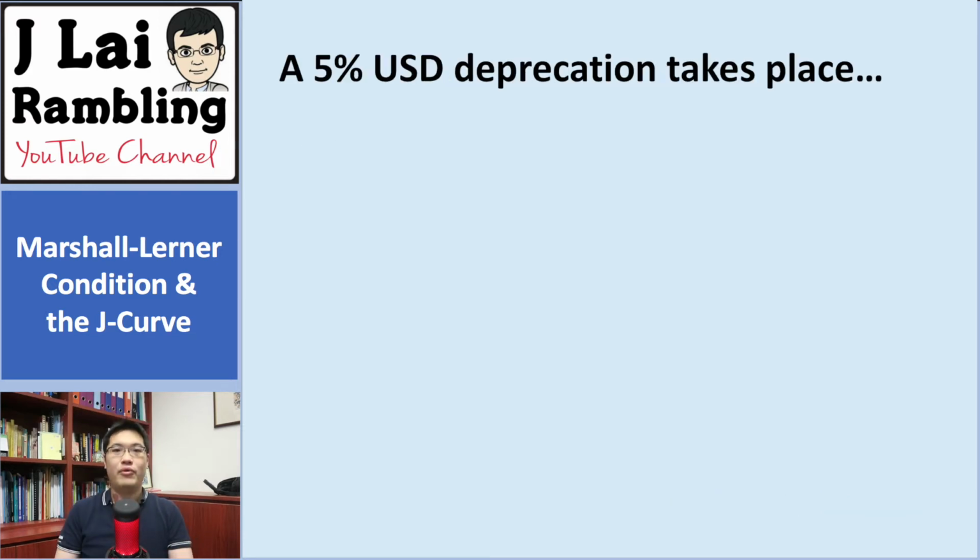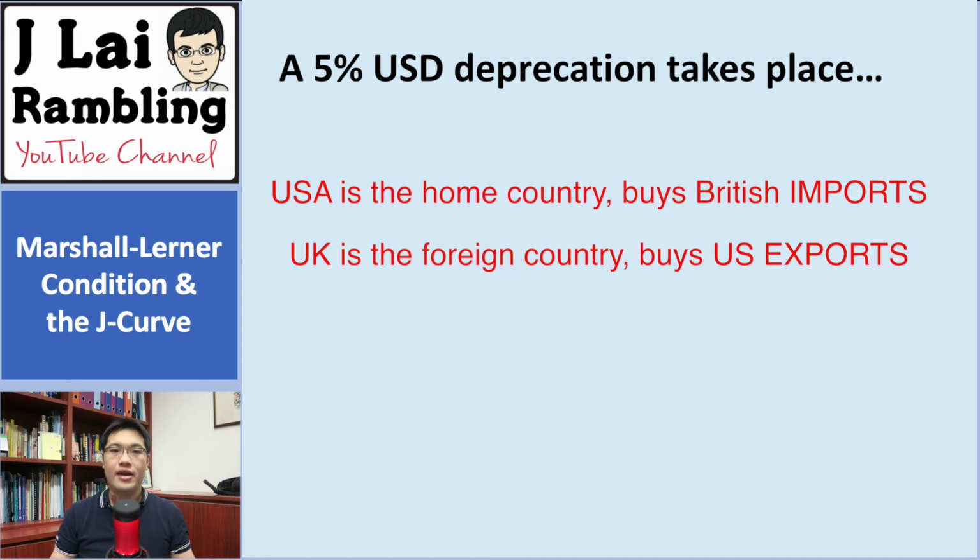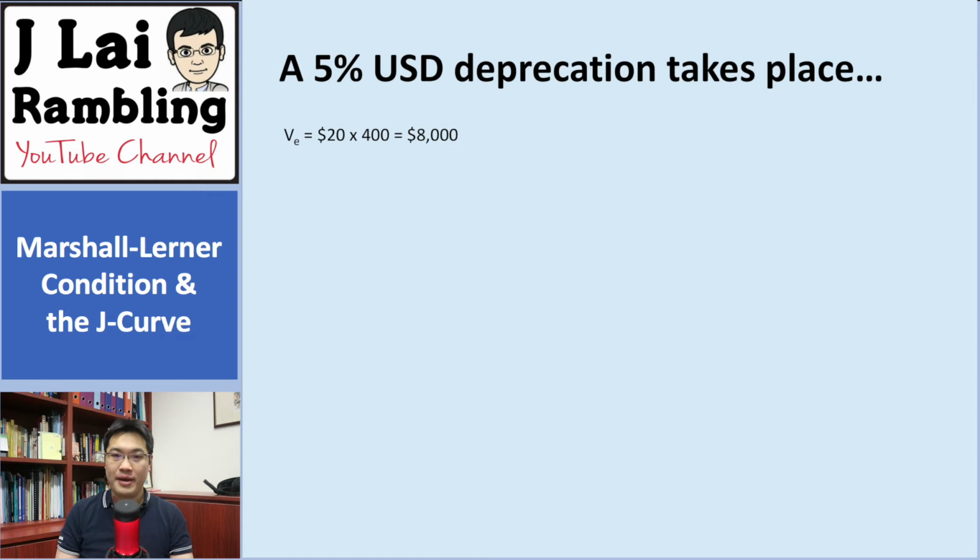Okay, so let's take a look at what the math looks like. A 5% US dollar depreciation has taken place, and I just want to remind ourselves that we're looking from the perspective of the US market. When the US buys things from abroad, they are buying British imports, and similarly, when the British people buy things from the US, they're buying US exports. And here, let's remind ourselves, the value of exports before the depreciation is $20 multiplied by 400, which gives us $8,000. Remember, we're looking at this from the perspective of the British people buying things from the US, because we're looking at exports.